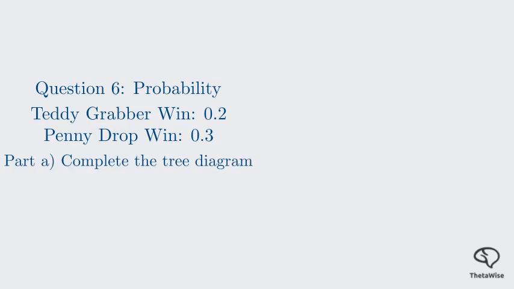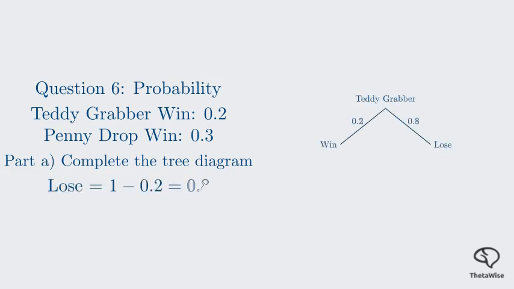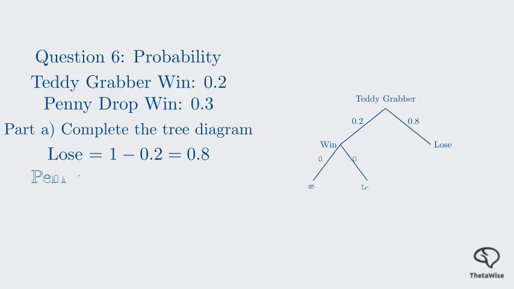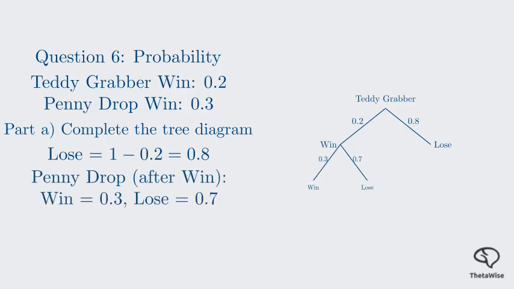For each branch, the probabilities of all possible outcomes must add up to 1. For the teddy grabber, the probability of winning is 0.2. Since the total must be 1, the probability of losing is 1 minus 0.2, which is 0.8. Now for the penny drop. If he won the first game, the probability of winning the second is 0.3, and losing is 0.7.